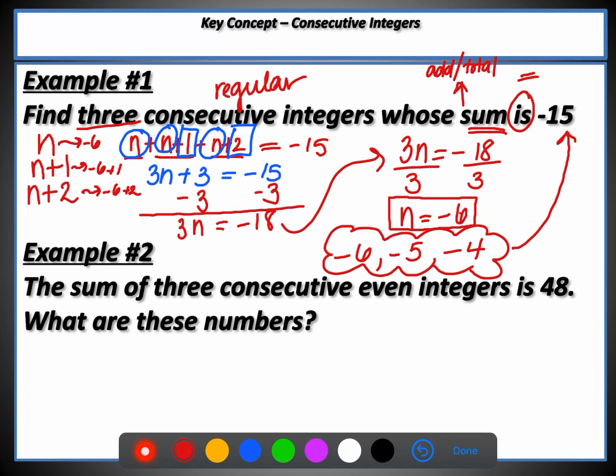So the sum of 3, okay, again, let's note that, that's important, consecutive even integers is 48. Okay, well, regardless of what type of numbers, our first is always n. And now if they're even, the second will be n plus 2, and the third will be n plus 4. And now we can make an equation out of this. Okay, it says their sum, which means I need to add them together.